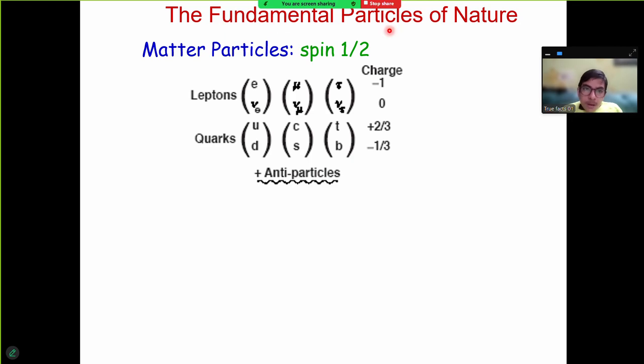The fundamental particles of nature. Matter particles generally have a spin of 1/2. For example, leptons have a charge of -1 and 0, and up quarks have a charge of +2/3, and down quarks have a charge of -1/3.